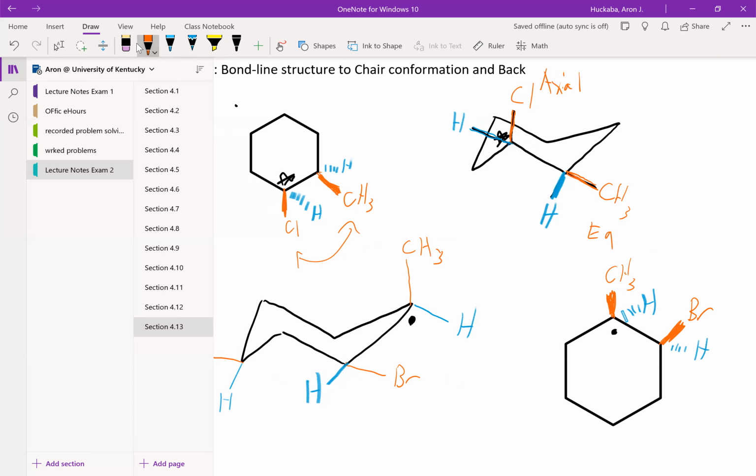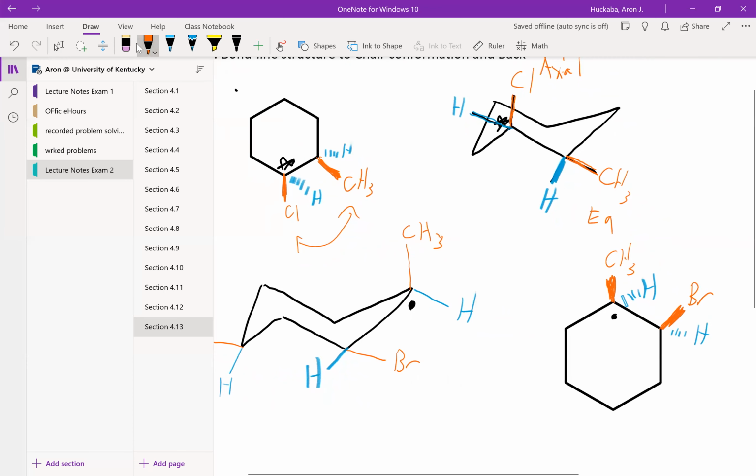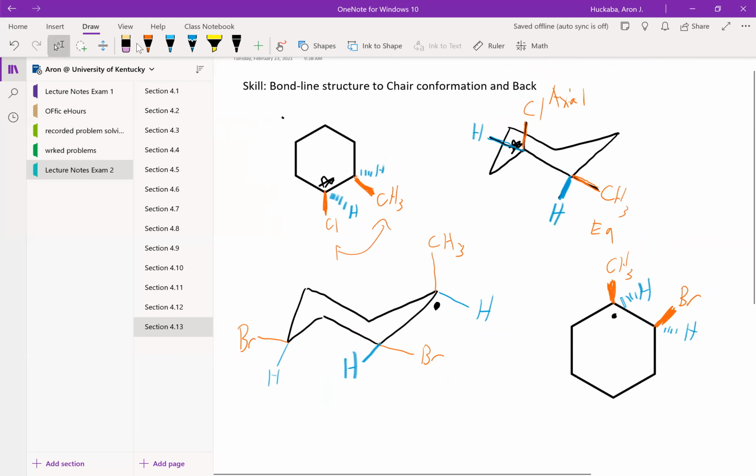All right. So then now the bromine on the fourth carbon looks like it is pointed up as well. And the hydrogen is pointed back. So there we have it. From a bond line structure to a chair conformation, and from a chair conformation to a bond line structure. Great. So now that we have that skill in our back pocket, let's look at the stability of different chair conformations.